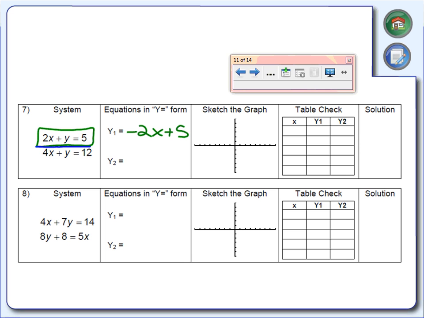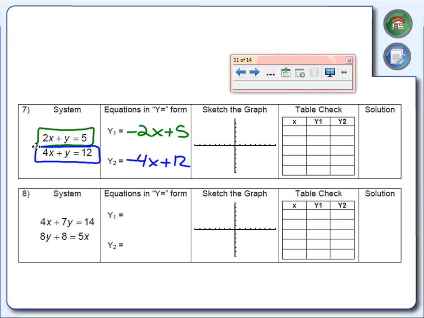We're going to do exactly the same thing with the second equation, 4x plus y equals 12. I want it in slope-intercept form. So I'm going to move the 4x over to the other side, and we do that with subtraction. So now I've got negative 4x plus 12. Now both of these are in slope-intercept form.